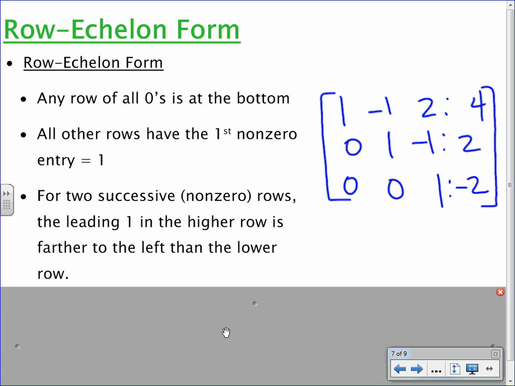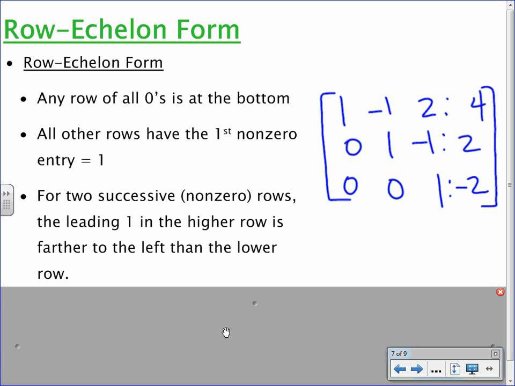Why would this be helpful? Simplifying. Let's go down to here. What does this bottom row mean? Z equals -2. What does this mean? Y minus Z equals 2. Oh, we know Z from here. Yeah, we do. X minus Y plus 2Z equals 4. Can you get to there by elementary row operations? You sure can. That's what we'll do tomorrow.